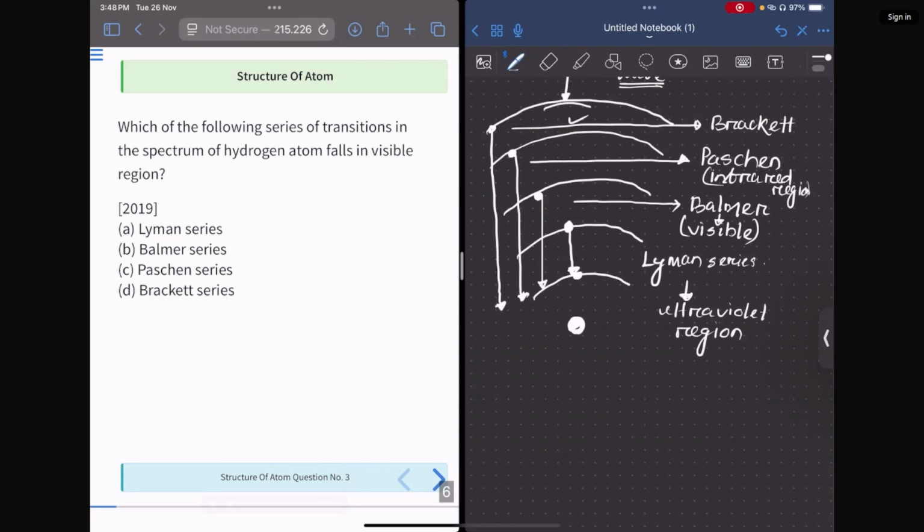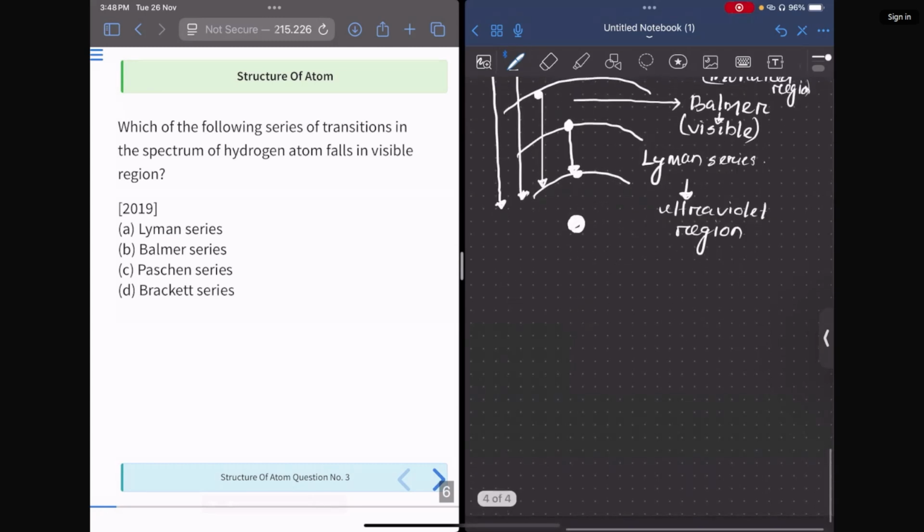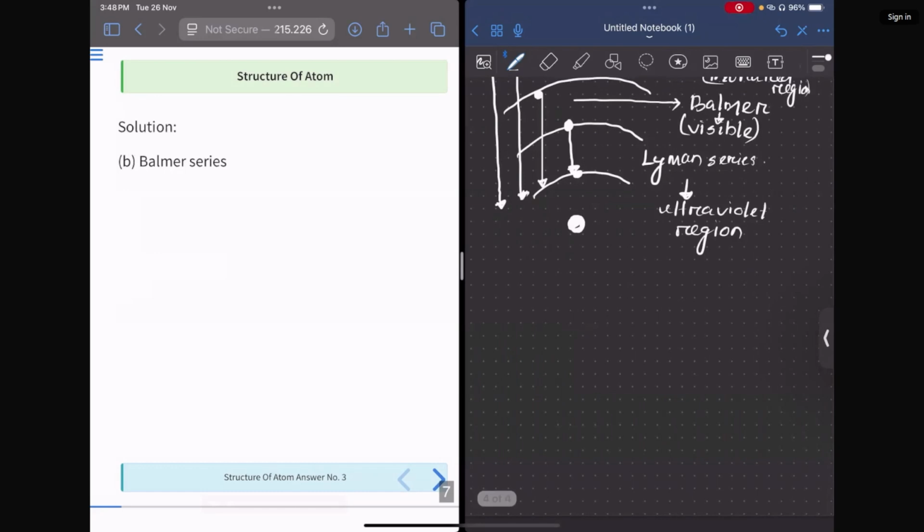Which of the following series of transitions in the spectrum of hydrogen atom falls in the visible range? So what will be the correct answer? Balmer will be the correct answer, because in the Balmer series, the waves are in the visible range.